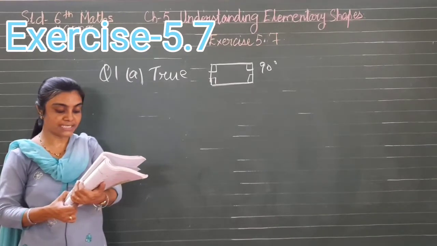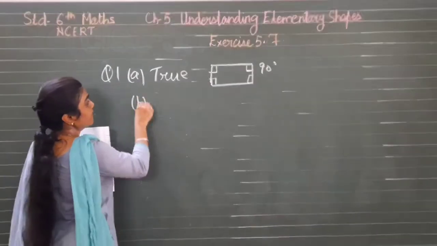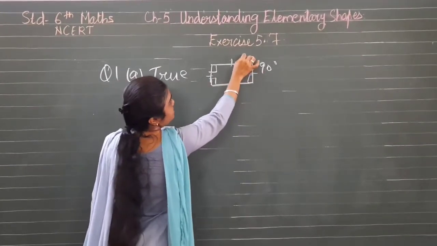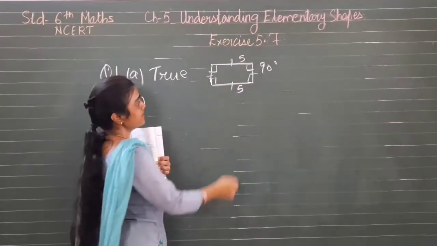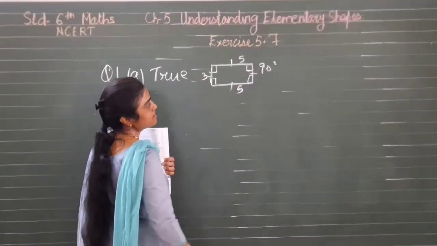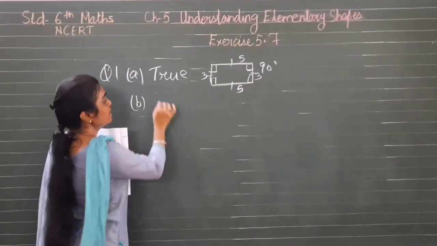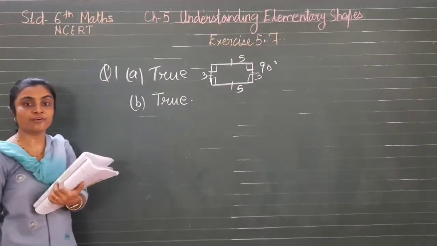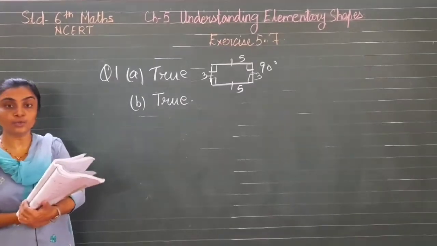B: the opposite sides of a rectangle are equal in length. Now this is a rectangle, these are the opposite sides. Suppose this is of 5 cm, then its opposite side will also be 5 cm. Suppose this side is 3 cm, then this side will also be 3 centimeter. So opposite sides are equal in length. So the answer for B is true. Now let us see question number 2.